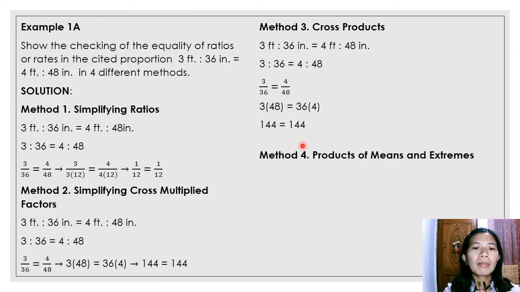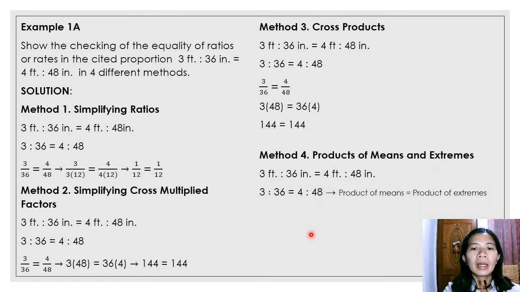Okay, then we have method 4, product of means and extreme. So remember, product of means is equal to product of extreme. So what are our means? Our means are 36 and 4, and our extreme is 3 and 48.